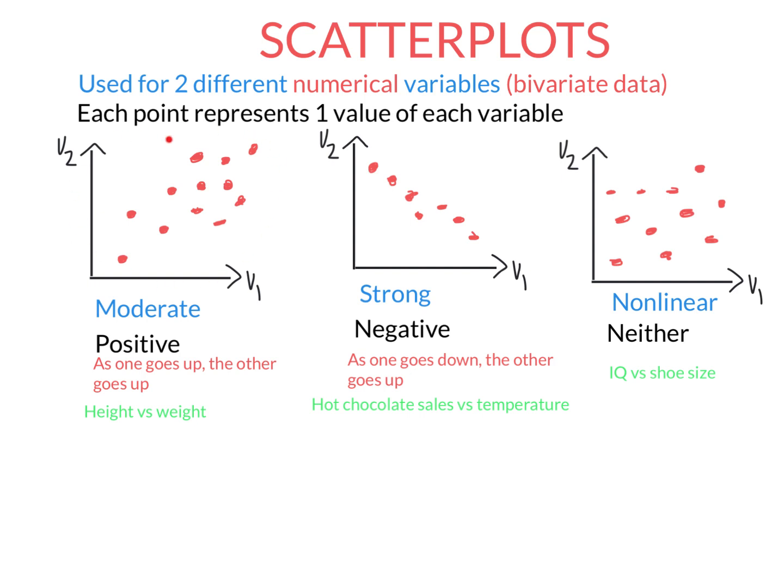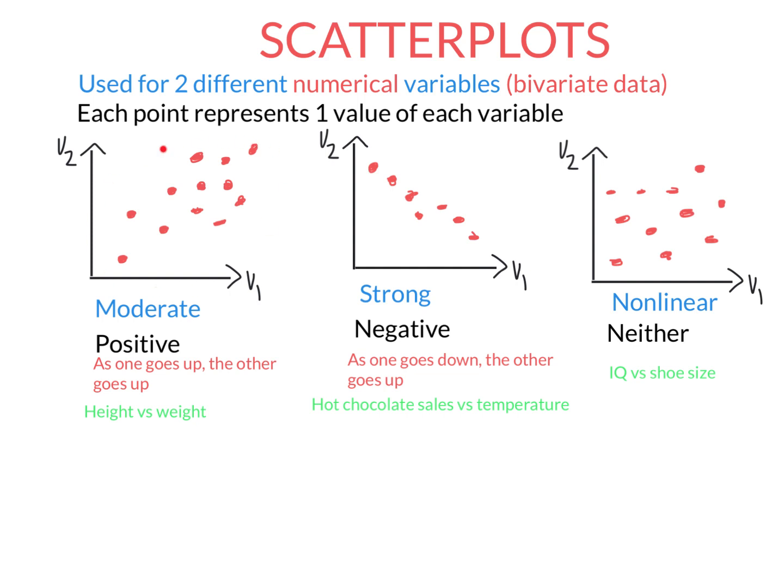All scatterplots look like this. They basically have a quadrant of the Cartesian plane and lots of dots. Each of these dots represents one observation. It is associated with two variables. I just called them V1 and V2. A variable in statistics is something that can be measured, something that changes from person to person.